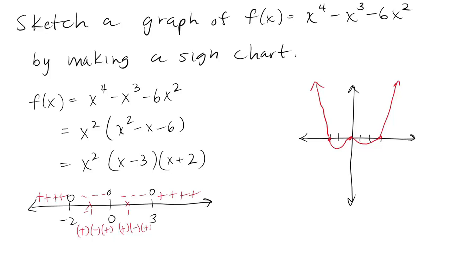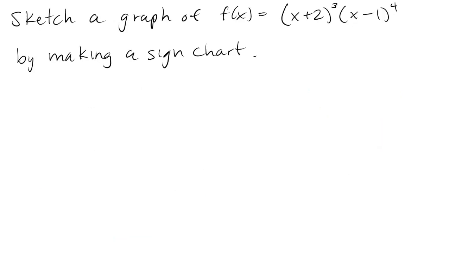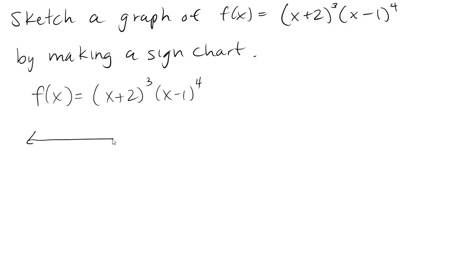Let's do one more example of this, and this is a slightly different form. Sketch a graph of f of x equals x plus 2 cubed times x minus 1 to the 4th by making a sign chart. This one is already factored for us. I'm going to rewrite the function down here, and we can make the sign chart. Negative 2 makes the first factor 0. Positive 1 makes the second factor 0.